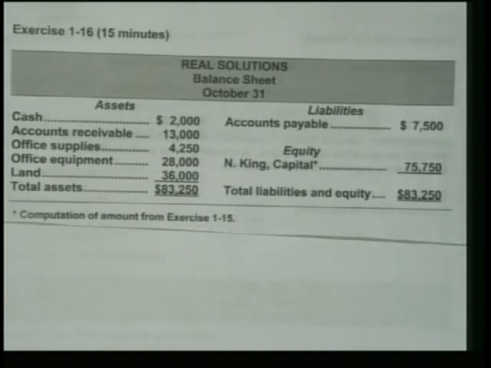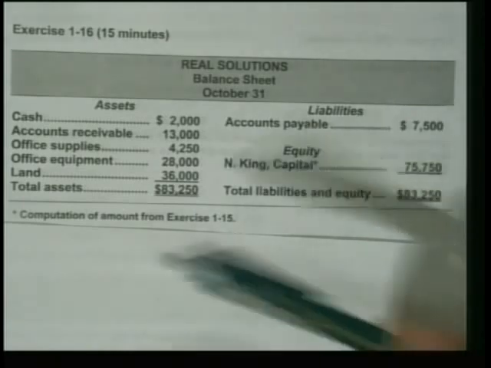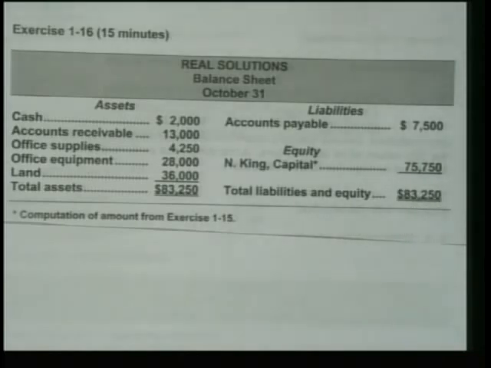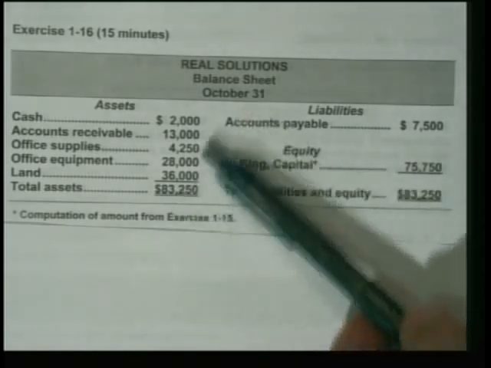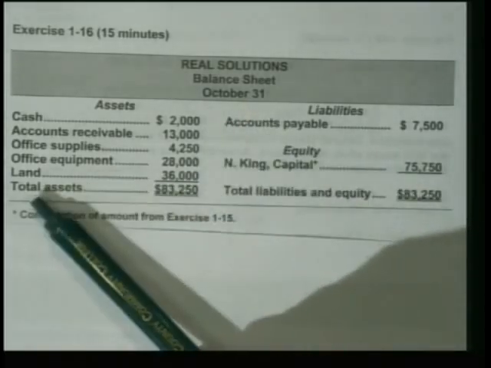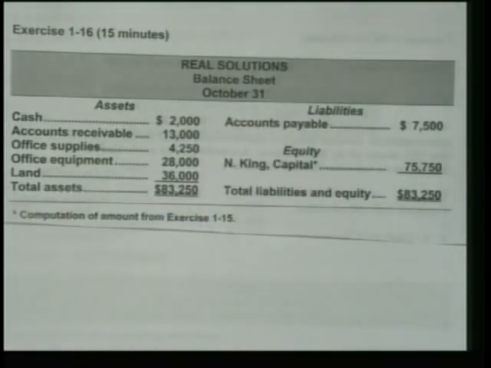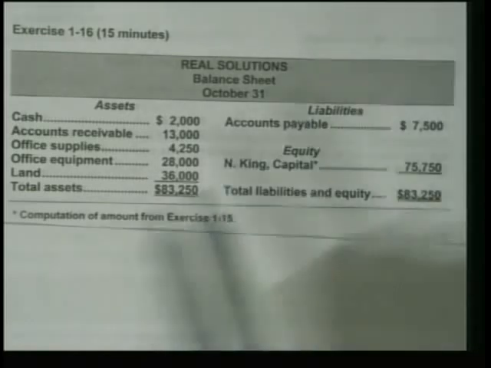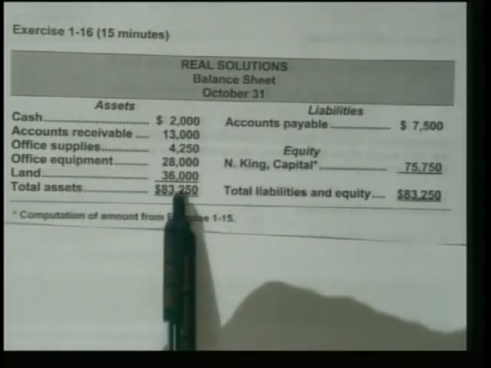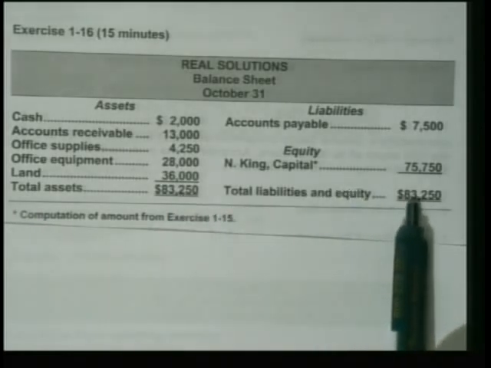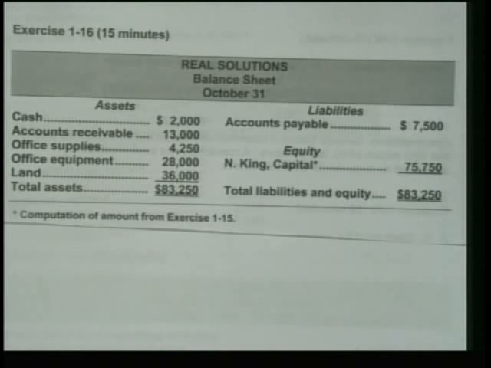First thing you look at with the balance sheet is you want to make sure it balances. Do the total assets equal the total liabilities plus the equity? Yes. Now make sure you total those and make sure you label them. I don't like numbers that don't have a label next to them, especially the one at the very bottom. So make sure you say total assets, $83,250. Total liabilities and equity, $83,250.